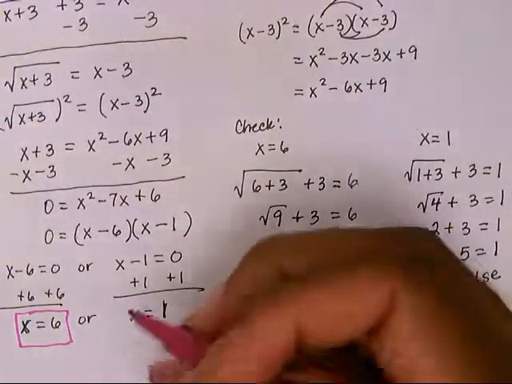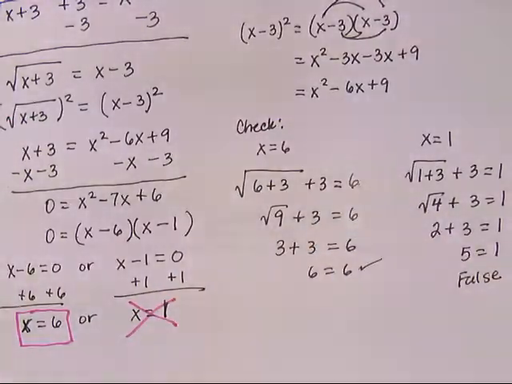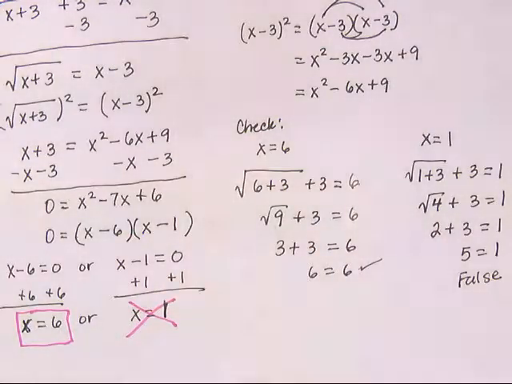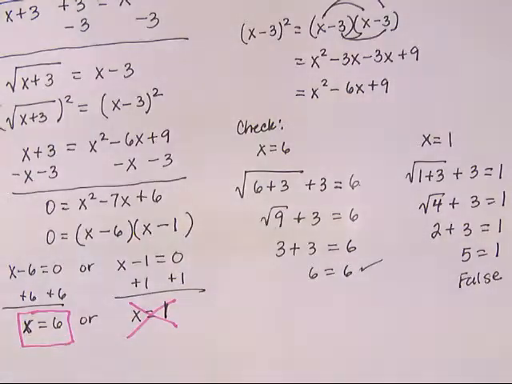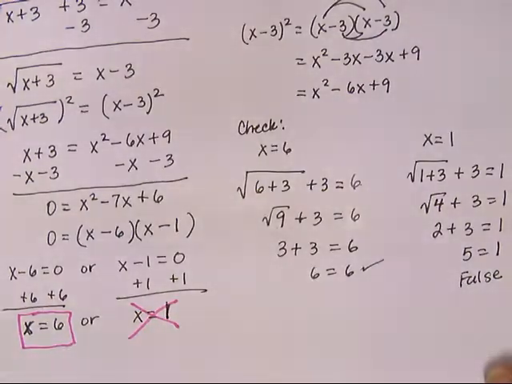So that x equals 1 is what we call an extraneous solution. We have to eliminate that. So here x equals 6 is the only solution to that radical equation. Okay, so that's how we solve radical equations here.